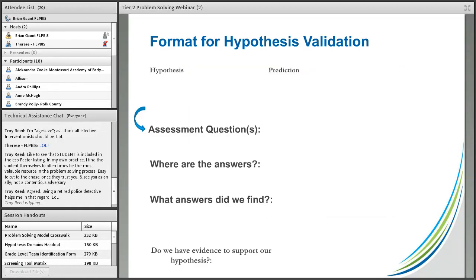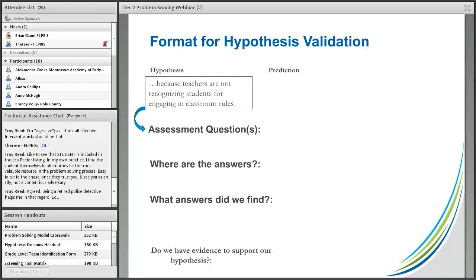And so here's a format where you can actually introduce this to your school teams. You can certainly take this and tailor it to your district's choice of words and language that you feel comfortable with. But generally, it's going to work like this. We'll start out with a hypothesis. No matter what the problem is, let's just assume it's because teachers are not recognizing students for engaging in classroom rules. So maybe the problem is large numbers of kids are getting office discipline referrals for a particular infraction. But we're saying it's because teachers are not recognizing students for engaging in classroom rules.